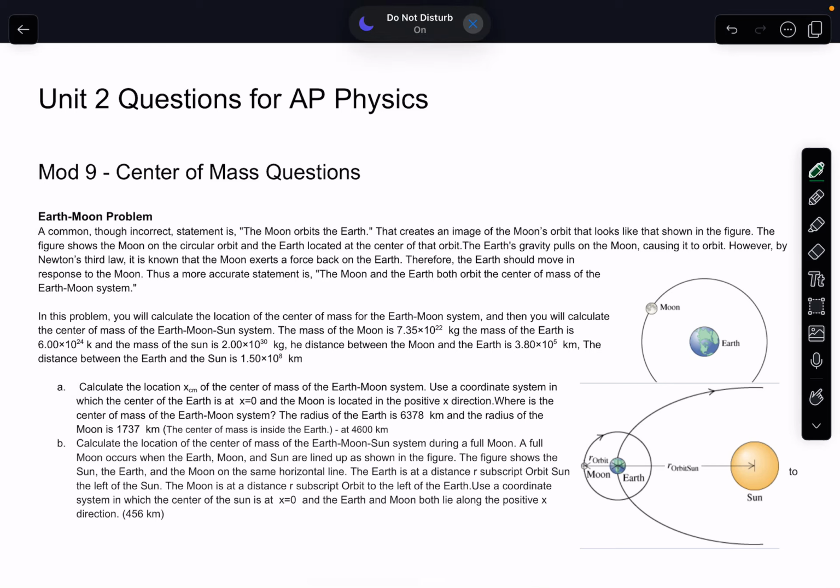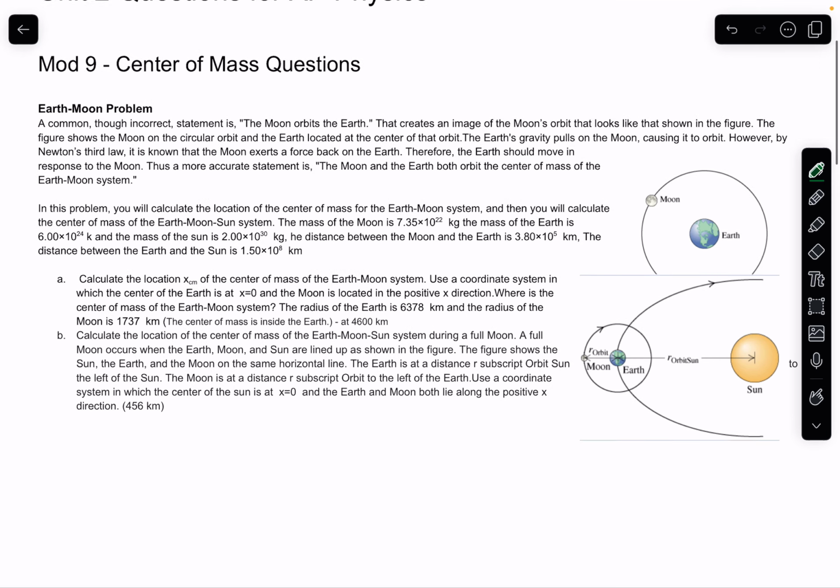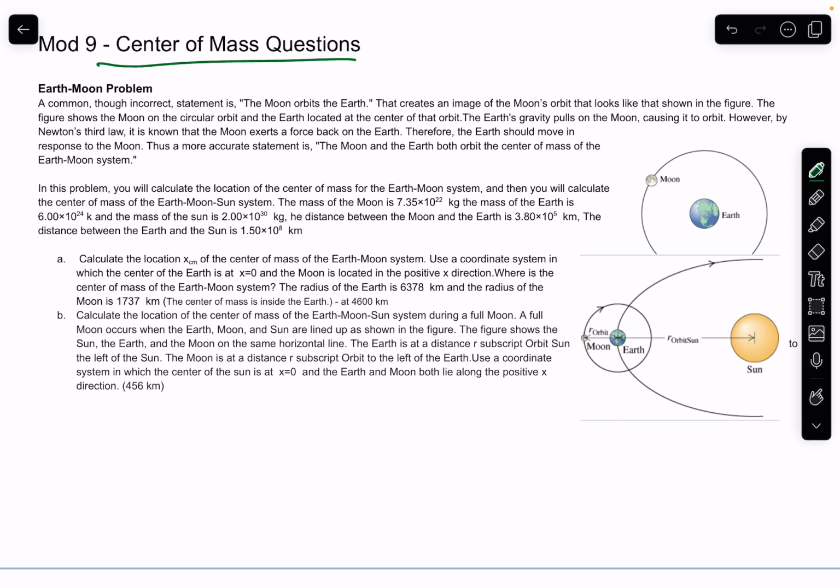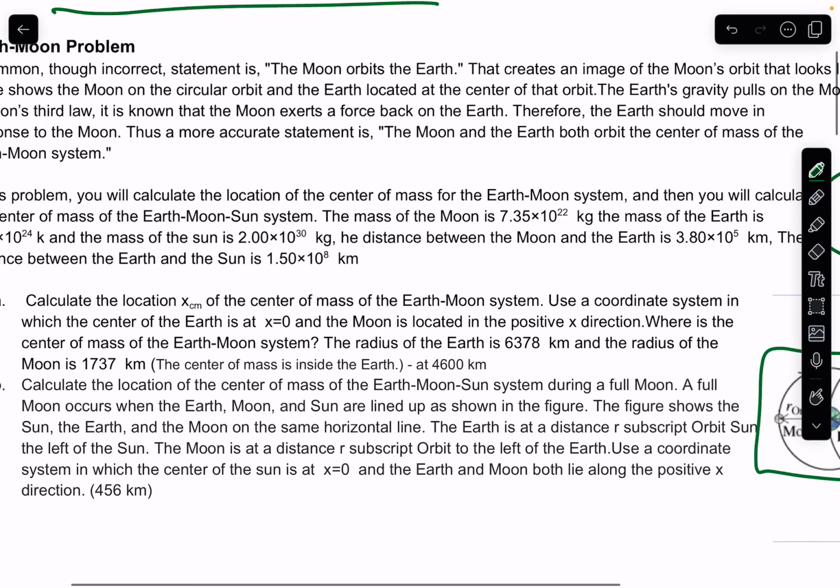Okay, guys. Hey, how do we solve this problem here? We've got a center of mass problem, and we have an Earth-Moon problem. So what is the center of mass of the Earth and the Moon, and then the Earth, the Moon, and the Sun? And we're given a bunch of information that's a little bit hard to find in the question.